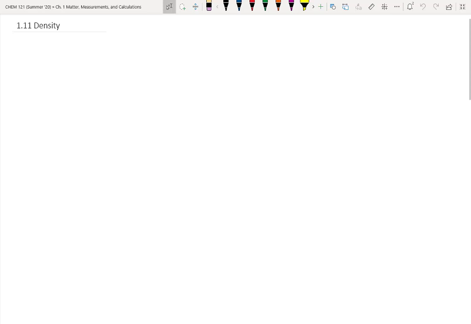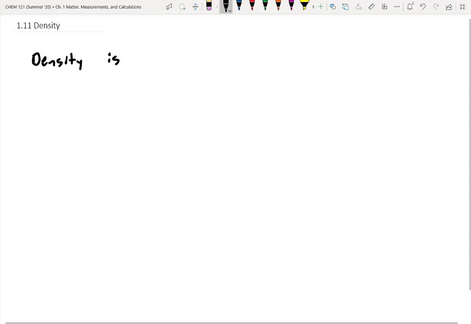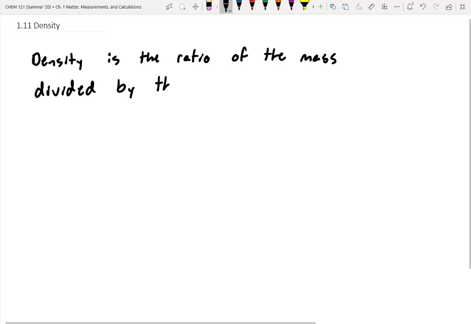All right, the last topic that we're going to cover in chapter 1 is about density. And you might be familiar with density. Density is the ratio of the mass of an object divided by the volume. So let's define this. Density is the ratio of the mass divided by the volume for a given sample.